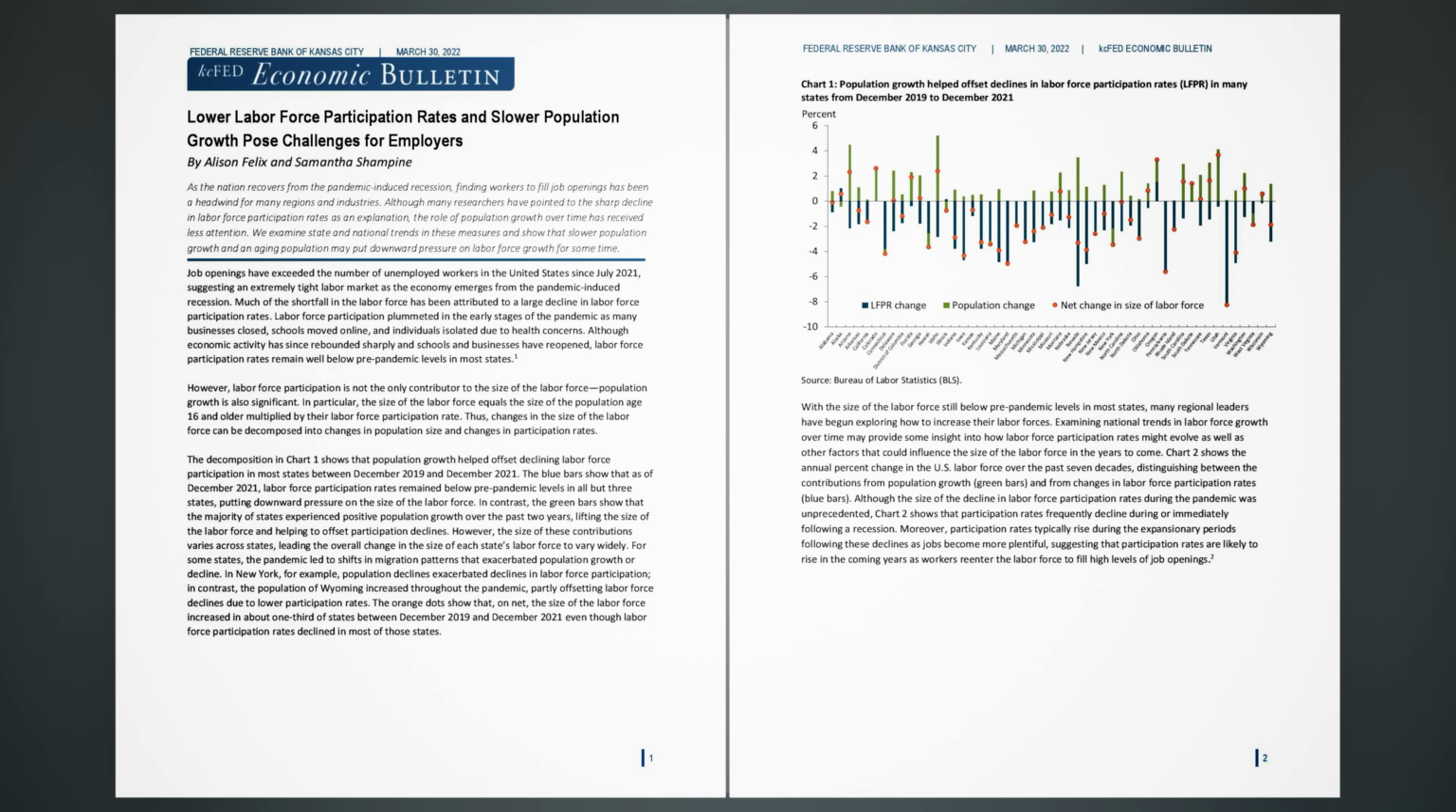Chart 2 shows the annual percent change in the U.S. labor force over the past 7 decades, distinguishing between the contributions from population growth, green bars, and from changes in labor force participation rates, blue bars. Although the size of the decline in labor force participation rates during the pandemic was unprecedented, Chart 2 shows that participation rates frequently decline during or immediately following a recession.